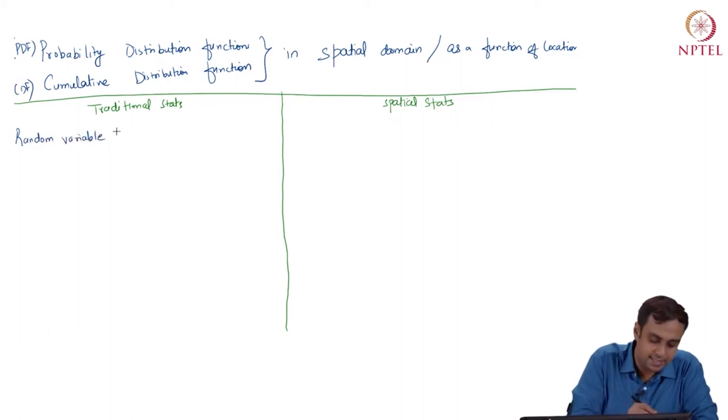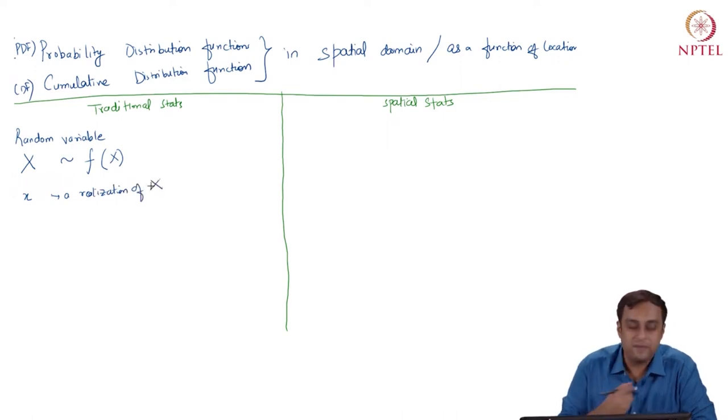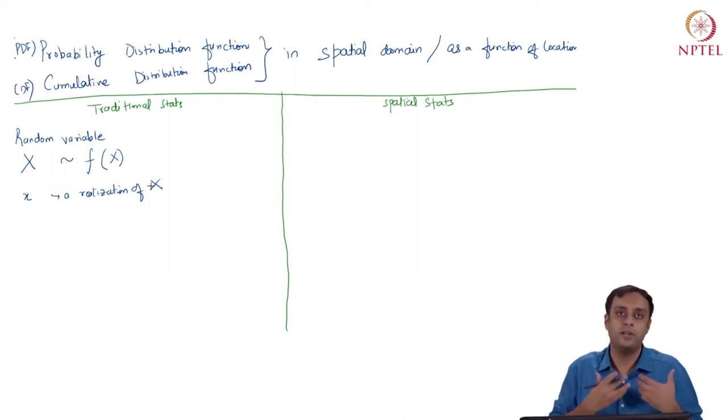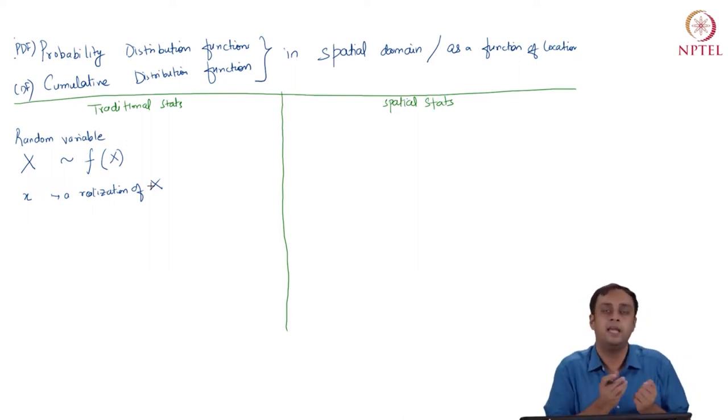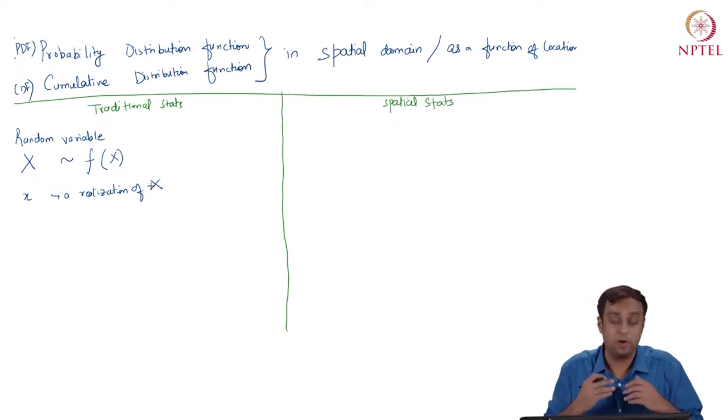So say you have a random variable x, which is distributed with probability distribution function f of x, right? And you have a realization of x, which we denote as small x, a realization of x, random variable x. So when I say that x follows a probability distribution function, what I'm really saying is that x can take a range of values. It can take multiple values with different probabilities, or different frequencies.